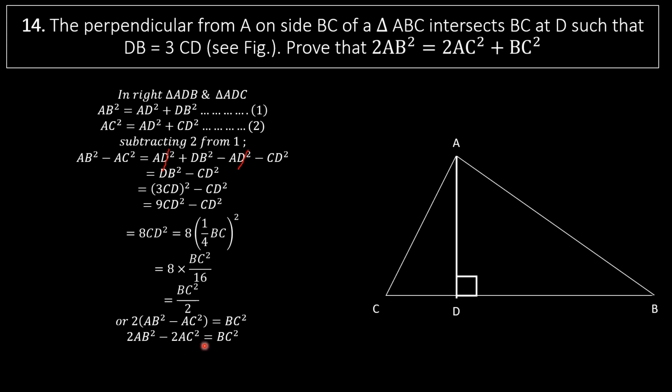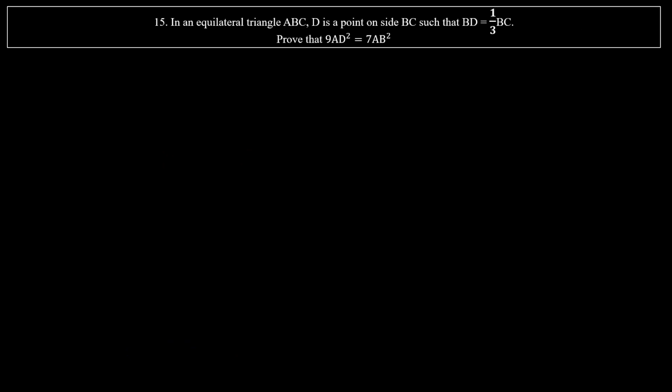Shifting AC square to this side, what we need to show or prove, always keep that in mind. So it comes out 2AB square, we get the desired result, that is twice of AB square is equal to twice of AC square plus BC square. Hence this is also proved. Okay, easy. So let's move to next question. Number 15.